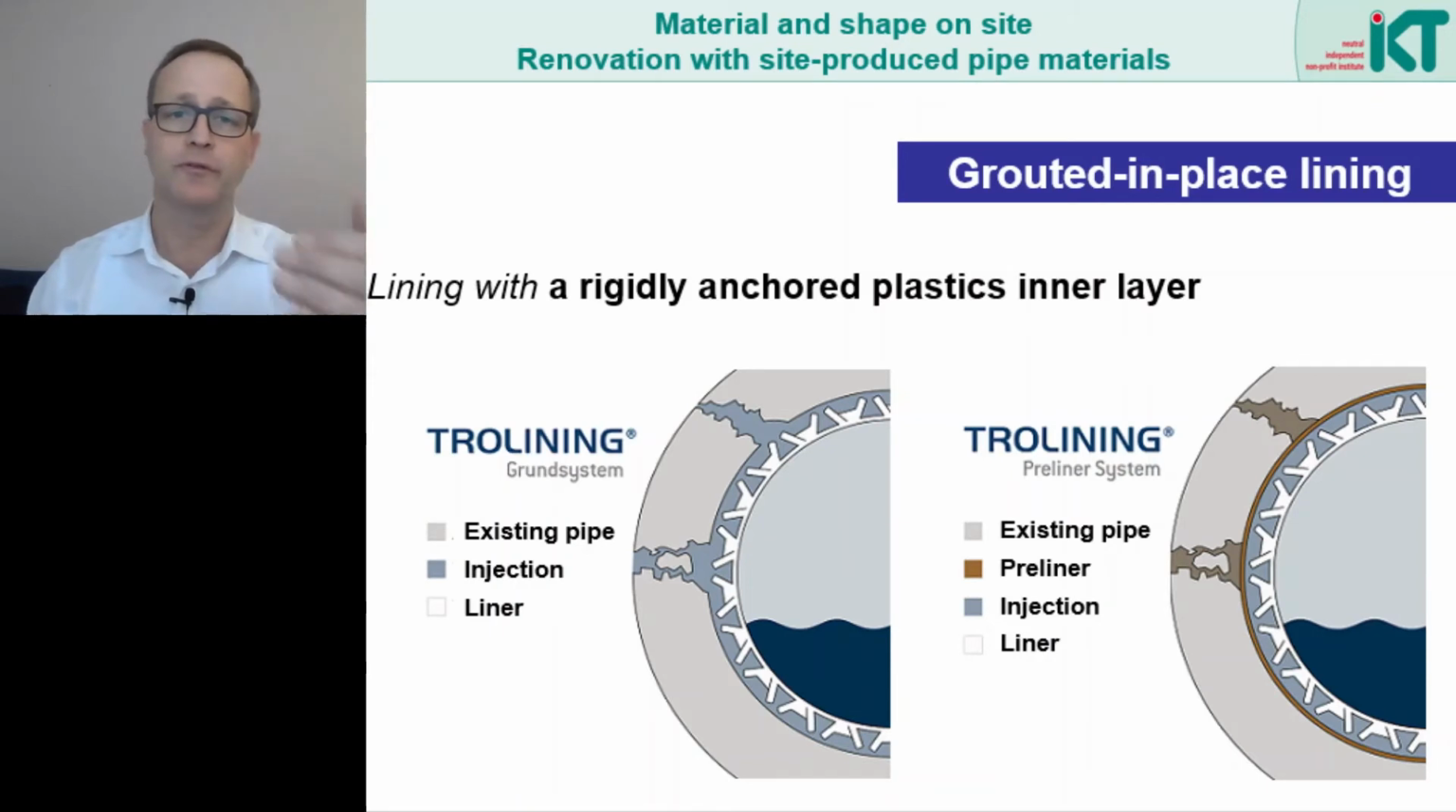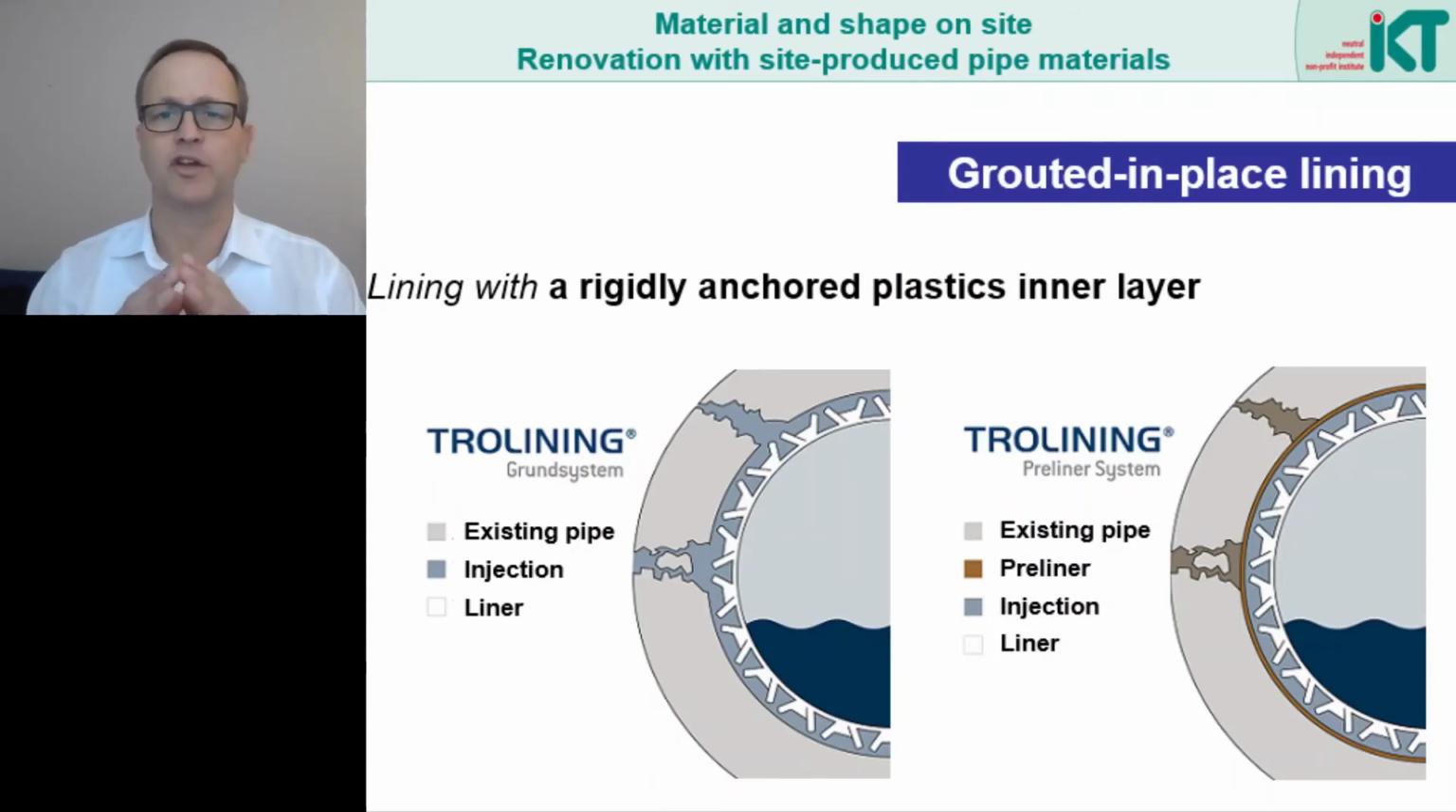Well, let's move on now to a method that involves a combination of a plastic sheath and injection grout. In the standards, we are also talking about the so-called lining with a rigidly anchored plastic inner layer. On the inside, there is a plastic sheath made of PE or PVC. This sheet has studs on the back, which can serve both as a spacer and as a rear anchoring.